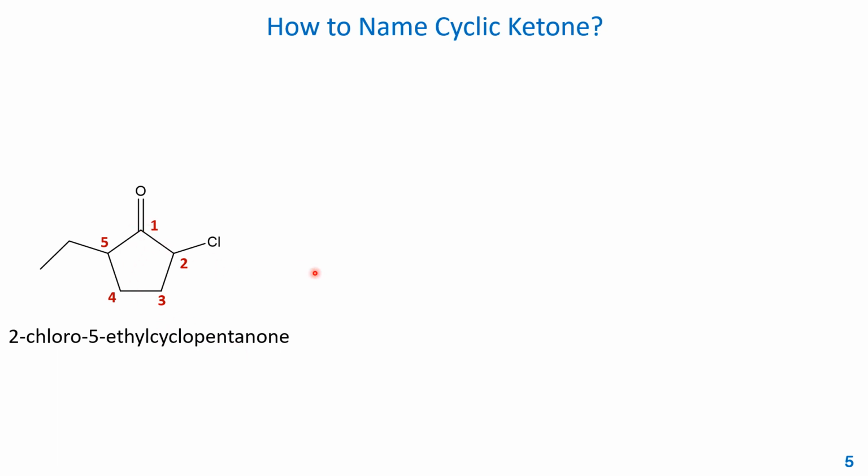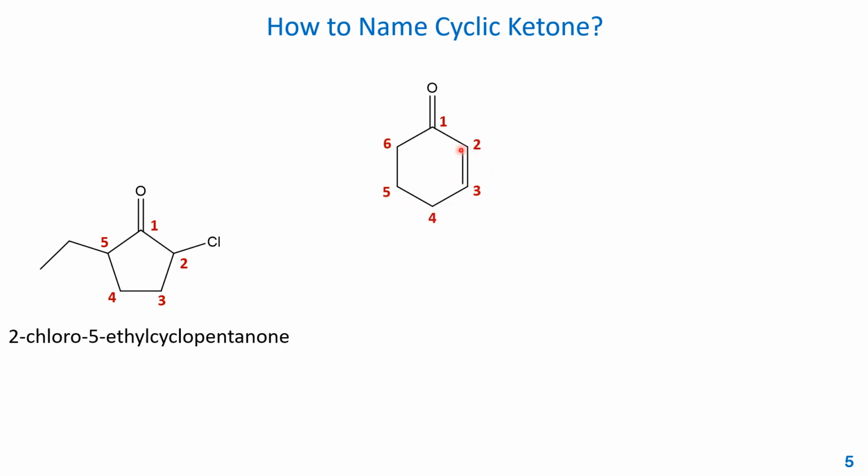And same idea as with the cyclic alcohols. Another example, this has a double bond here, and ketone has a higher priority than alkene. So we still number this carbon as 1, and then 2, 3, 4, 5, 6.